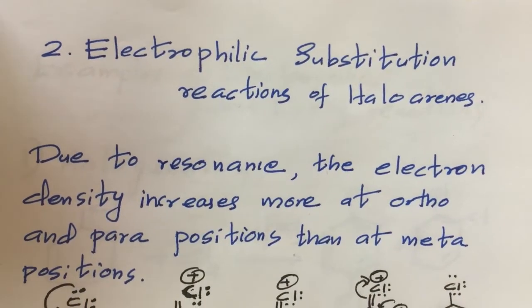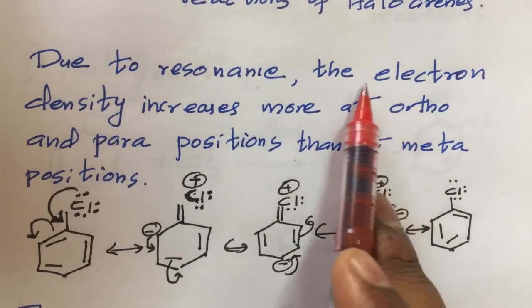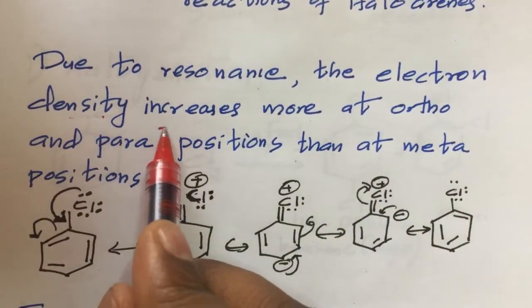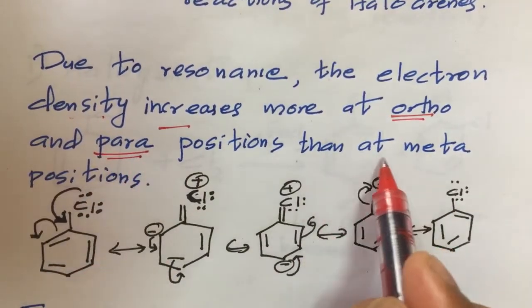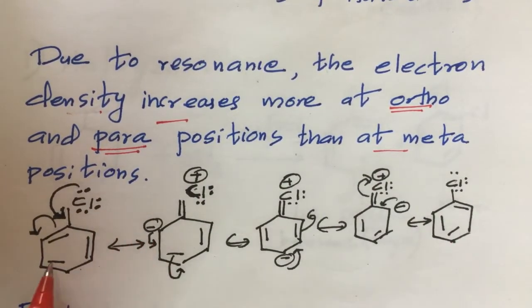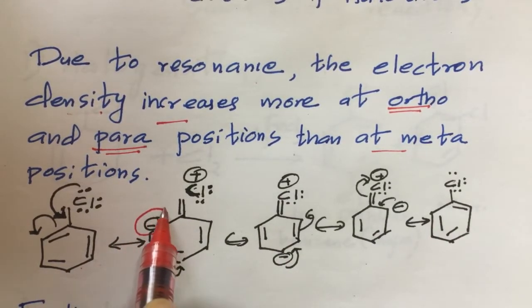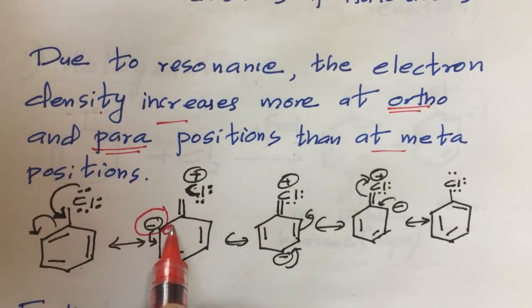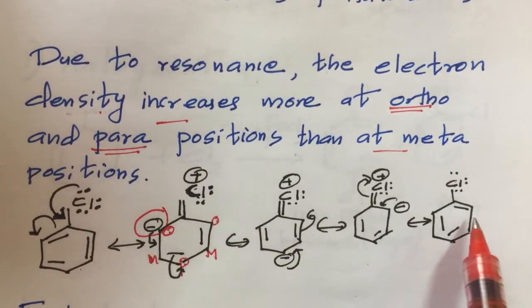Electrophilic substitution reaction. Due to resonance, the electron density increases more at ortho and para positions than at meta position. Let's see the resonating structure of chlorobenzene. From this structure it is very clear: electron density, negative charge, is maximum at the ortho position. This position is called ortho. This one is para. Then after para again meta, then ortho. Ortho, meta, para, meta, ortho.